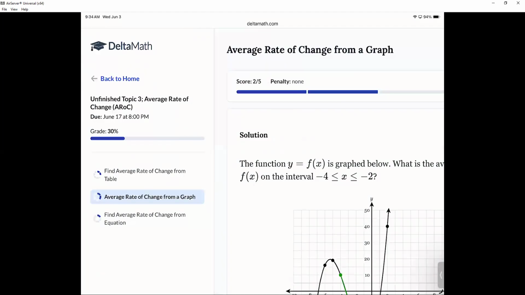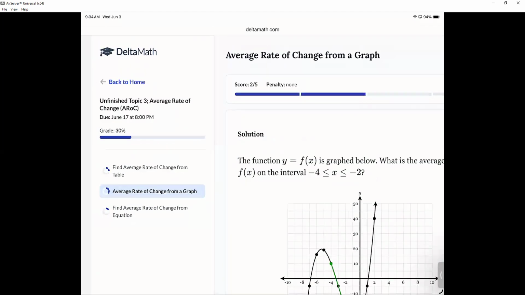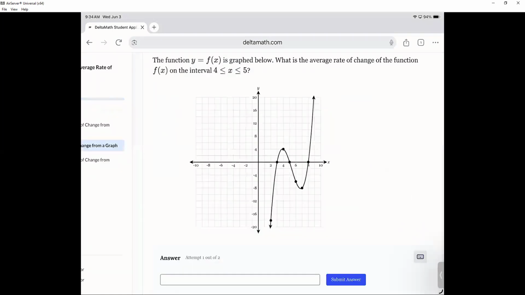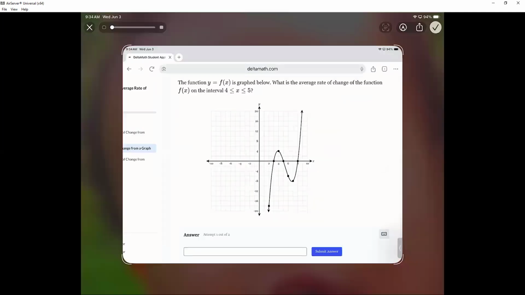I'm going to do one more of these. I want to make sure you guys see this. So let me take a picture. All right, so now, again, they told us the interval starts at 4, ends at 5. So I'm going to go to 4, which is here. And then I'm going to go to 5, which is here. And then it's just this little piece right here, this little line. Let me make it a little larger so you can see it better.